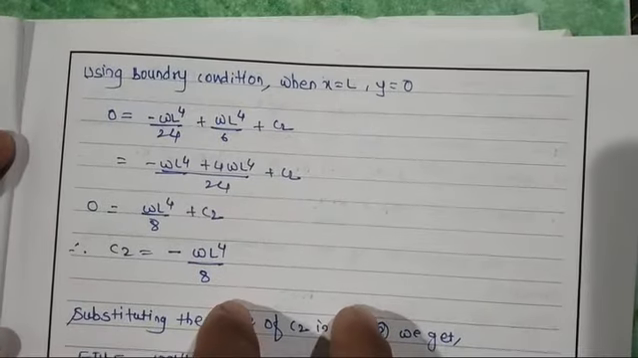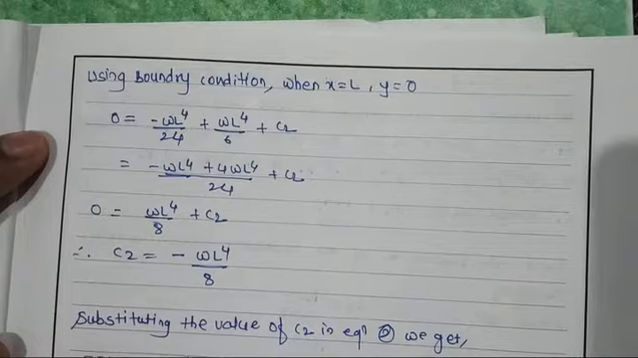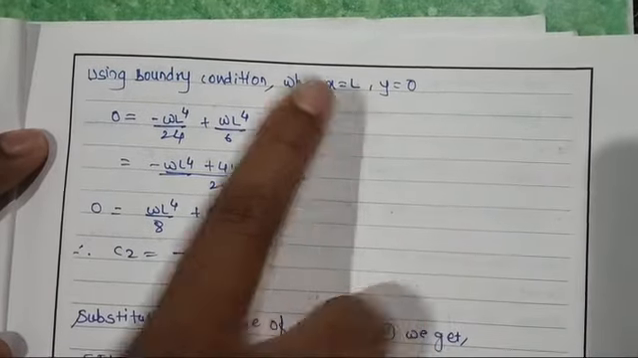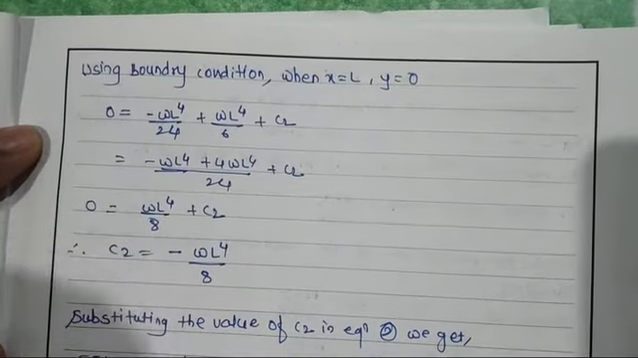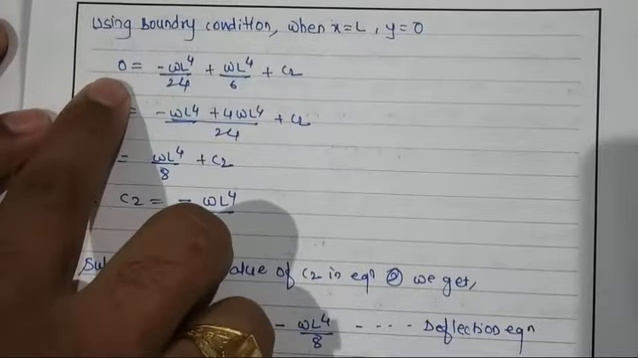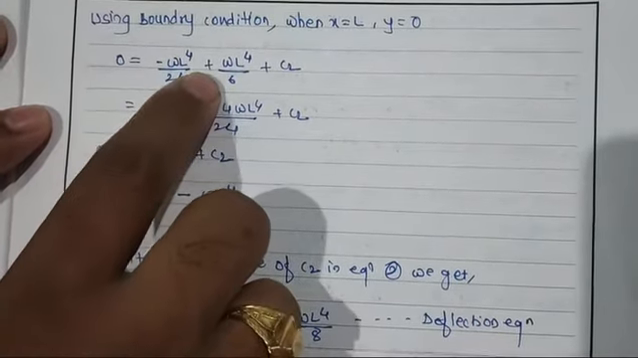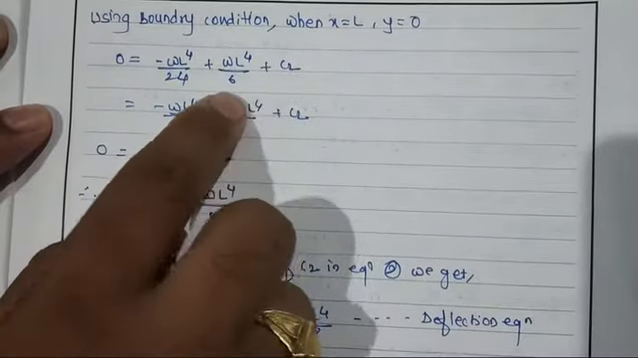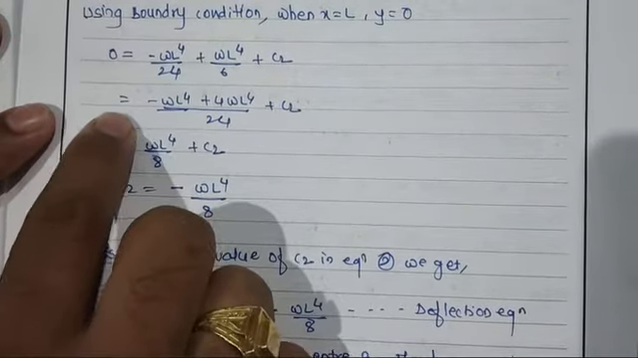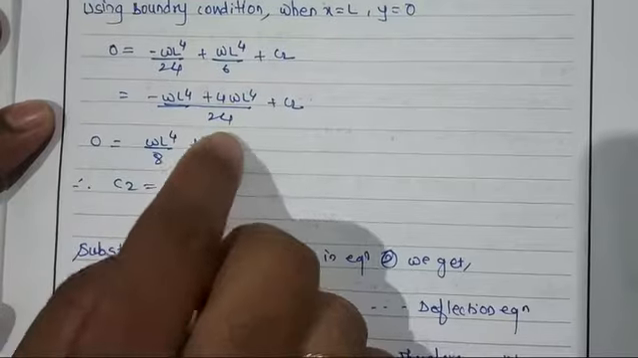Now we are going to use the boundary conditions. When x is equal to L and y is equal to 0, that is at the fixed end, y will be 0. Therefore 0 is equal to minus W L raised to 4 divided by 24 plus W L raised to 4 divided by 6 plus C2.